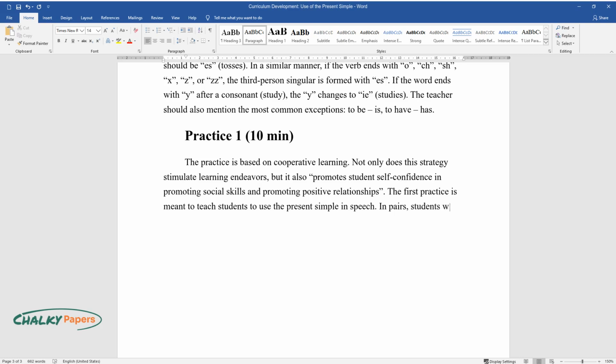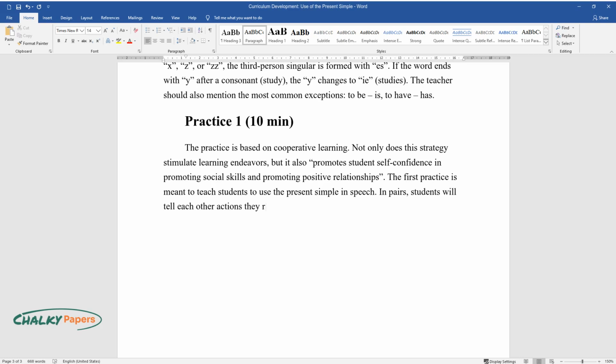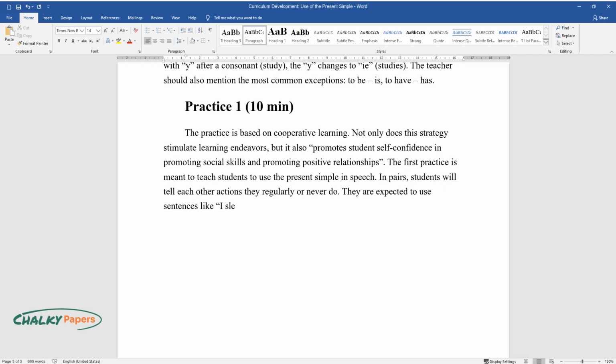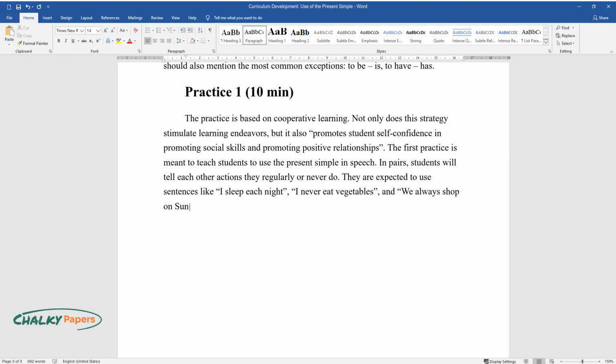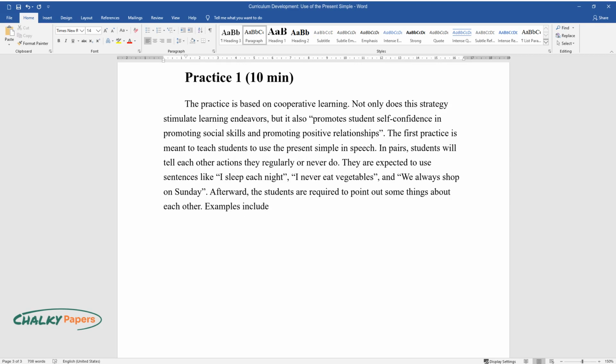In pairs, students will tell each other actions they regularly or never do. They are expected to use sentences like I sleep each night, I never eat vegetables, and we always shop on Sunday. Afterward, the students are required to point out some things about each other. Examples include you always smile and you never laugh.